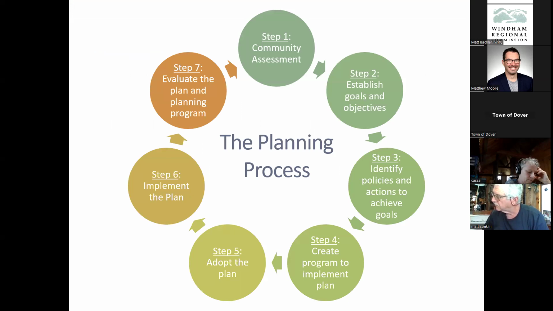So this slide shows the 7 steps of the planning process, and you can see it's cyclical. So it is an ongoing process, town planning. Step 1 in the town plan process is completing that community assessment. So this is where you're really getting a sense of where do we stand today? What is our population? What are the housing characteristics like? How is our local economy? How are people doing in terms of job opportunities and earnings?